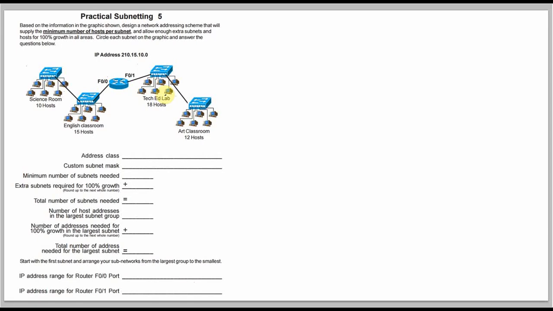Practical subnetting. Based on the information in the graphic shown, design a network addressing scheme that will supply the minimum number of hosts per subnet and allow enough extra subnets and hosts for 100% growth in all areas. Circle each subnet on the graphic and answer the question below. Alright, what do we got here?